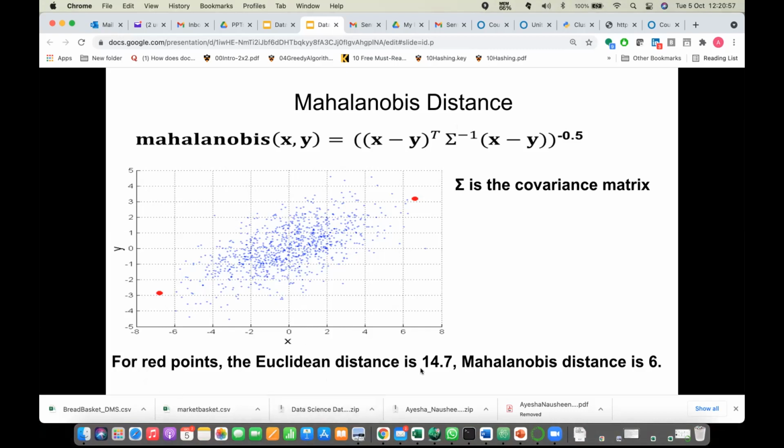For the red points, the Euclidean distance is 14.7.